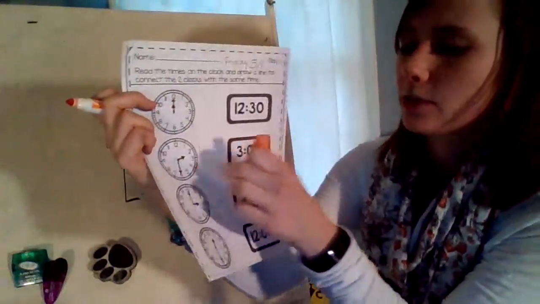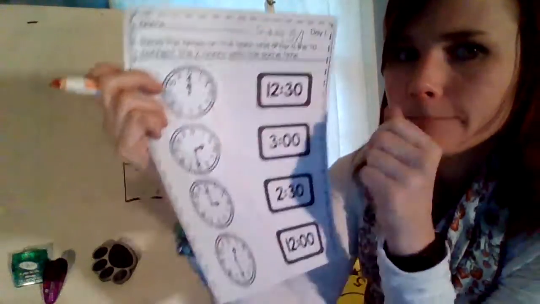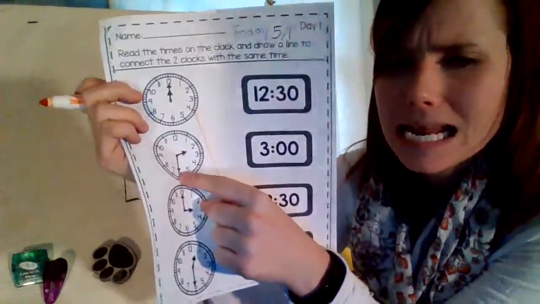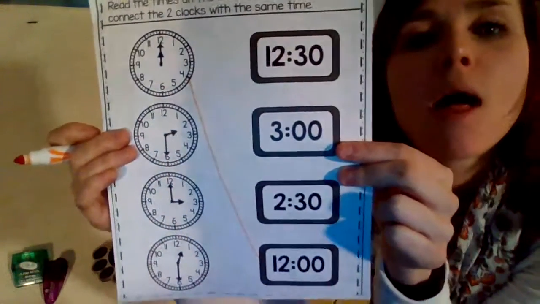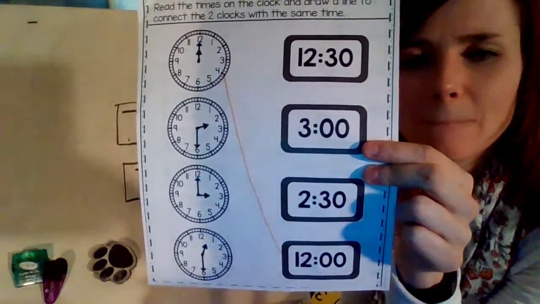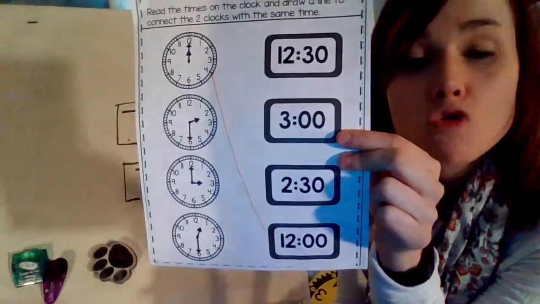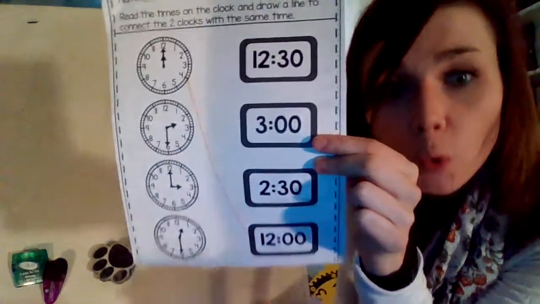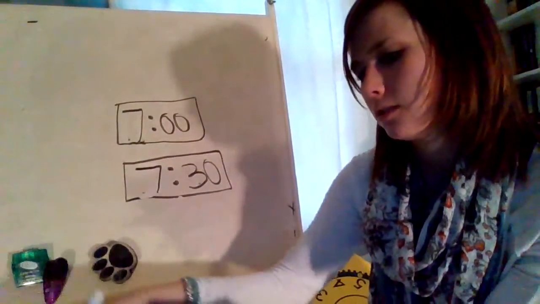Going to the next picture clock. It's in between the 2 and the 3. The minute hand is pointing at the 6. When the minute hand points at the 6, we know it's going to be a 30. So what time is this? It's in between the 2 and the 3. You're going to pick the smaller number. Right. 2:30. Nice job. Connect it to 2:30.